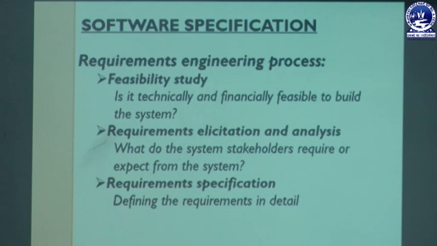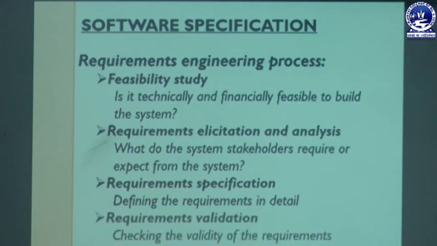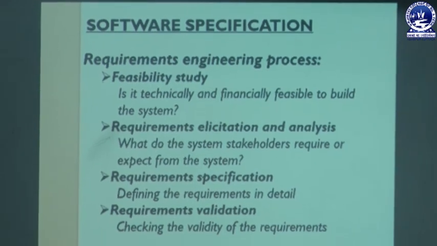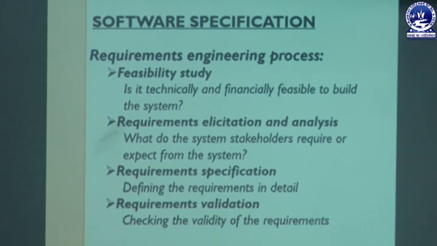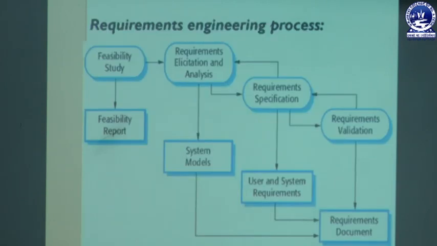So, here we have to define all the requirements in detail, and the fourth one is requirement validation. That means we have to check whether the requirements we specified in requirement specification actually meet the user requirement or not. So, let us see the activity model, then we will get a basic knowledge about the requirement engineering process.